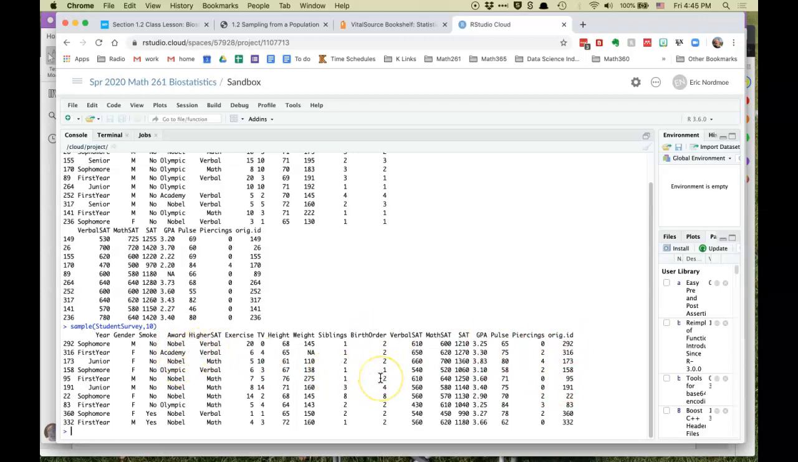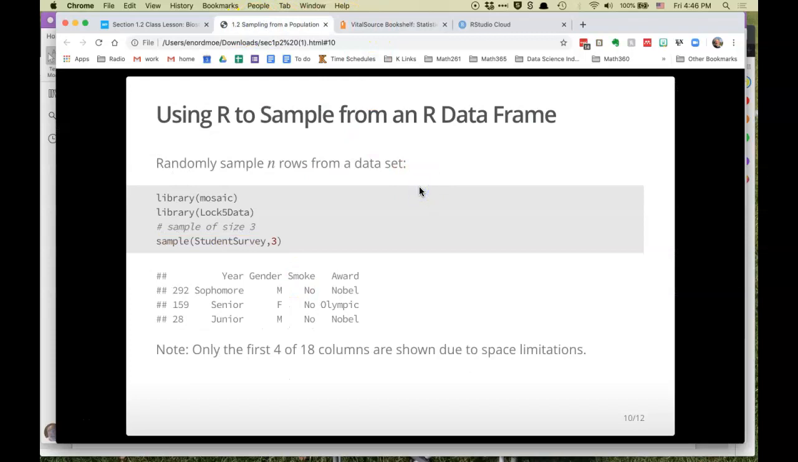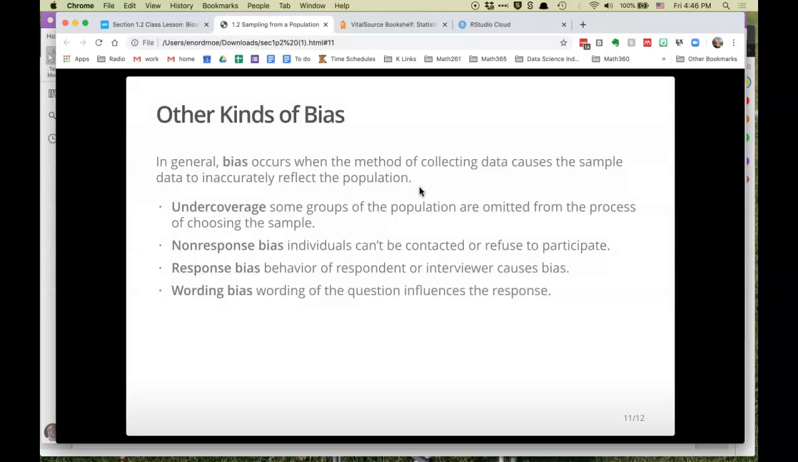So these are our first 10 observations, and that would be a simple random sample. It's not sorted, right? So you can see the case numbers jump all around, and it's just a simple random sample. So that's a great technique for using the sample function to generate a random sample from an R data set. All right, so let's take a look then back at types of bias.